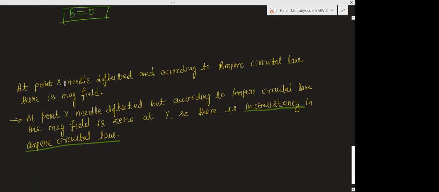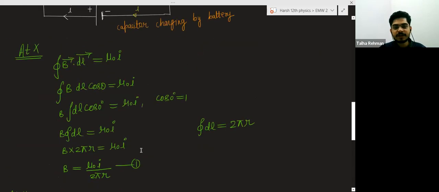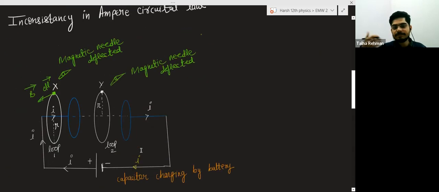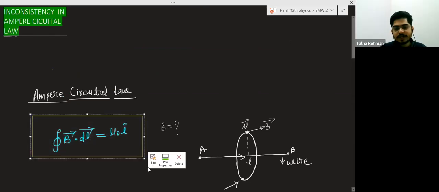So here I have written: at point X the needle deflected, and according to Ampere's law there is a magnetic field at point Y. The needle deflected, but according to Ampere's law the magnetic field is 0 at point Y. So there is an inconsistency in Ampere's circuital law. This was proved by Maxwell. Basically this was the experiment done by the scientist Maxwell. Now this Ampere's circuital law is not fully correct.